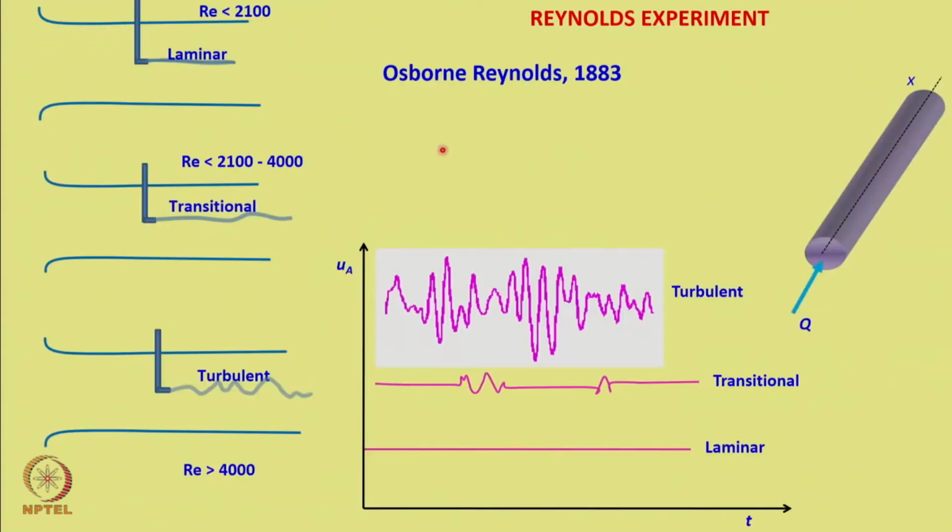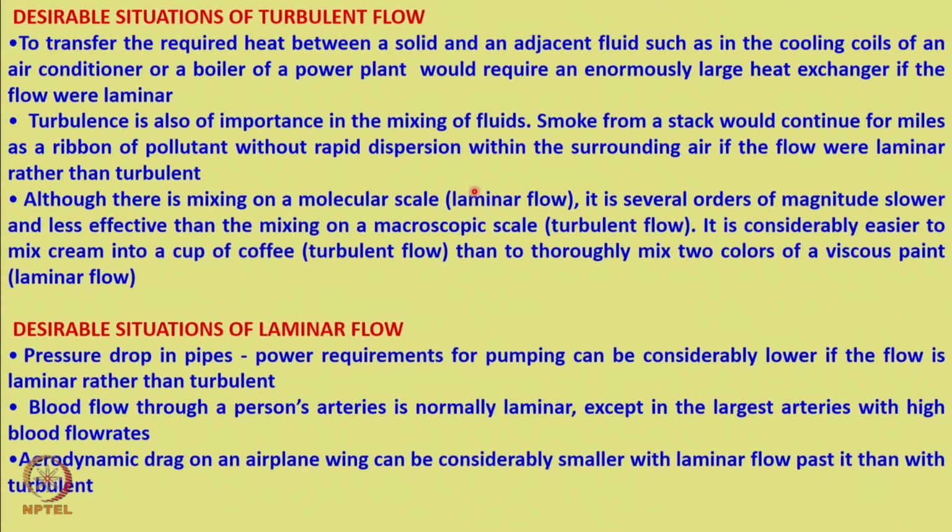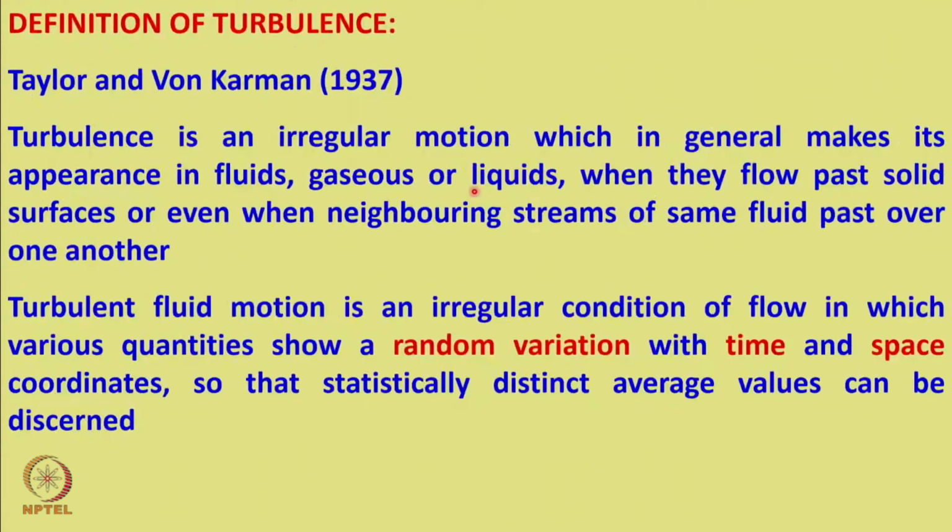So we said, okay, this is the Reynolds experiment where we said that 2100 is the critical Reynolds number, and I just showed you the video about the dissipation of the eddies downstream of a circular cylinder and the trapezoidal cylinder, and I gave you the desirable situations of turbulent and the laminar flow.